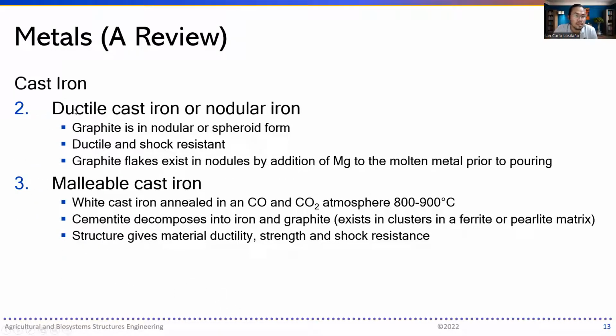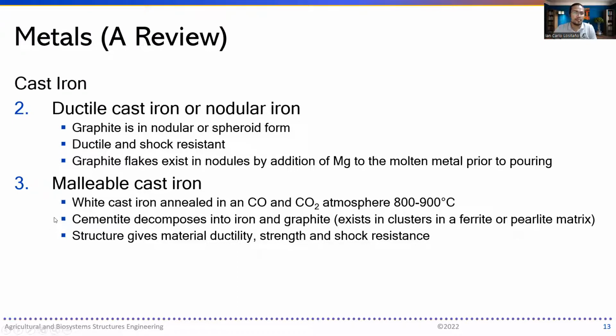And under cast iron we are covering ductile cast iron, nodular iron, graphite is in nodular or spheroid form, ductile and shock resistant. The graphite flakes exist in nodules by addition of magnesium to the molten metal prior to pouring. So again, this is already an alloy, an alloy of three metals.